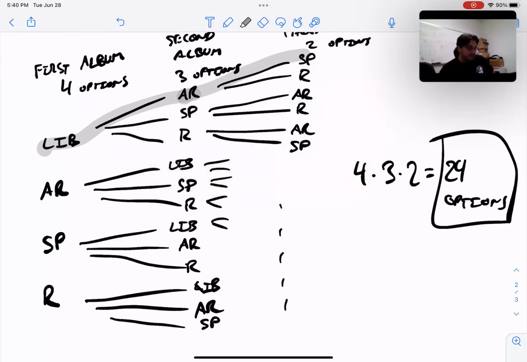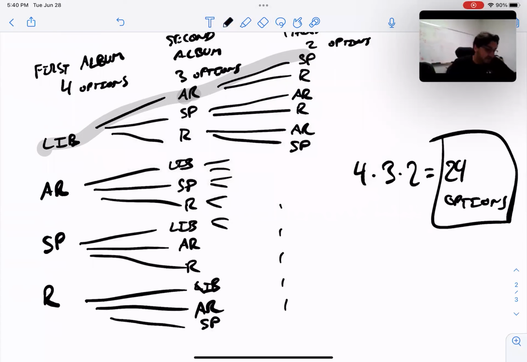Notice here, what's reducing the number of options each time is the fact that no repeats are allowed. I would have 4 options, 4 options, 4 options if I was allowed to repeat records, and then that would just be the fundamental principle of counting. You'd have 4 times 4 times 4. So that's one thing to notice.